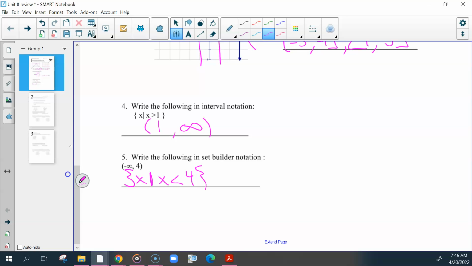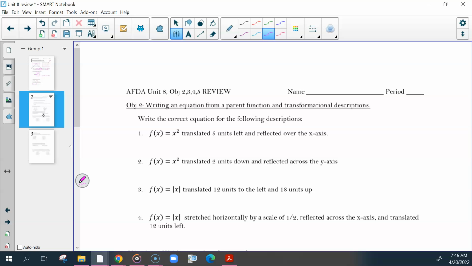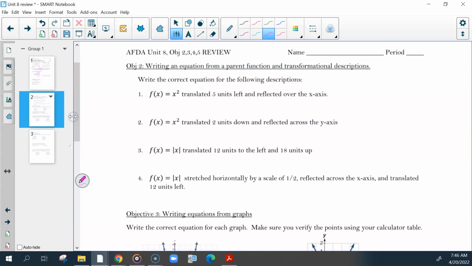Once we finish going through this review, you will be able to go back and redo or finish doing the practice that went along with each objective if you feel like you need more practice on certain things. Moving on.